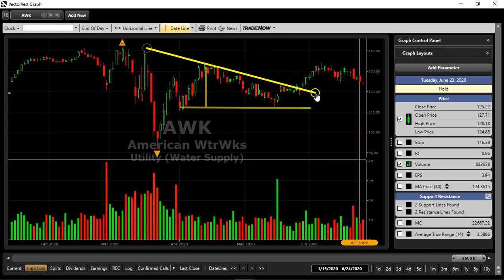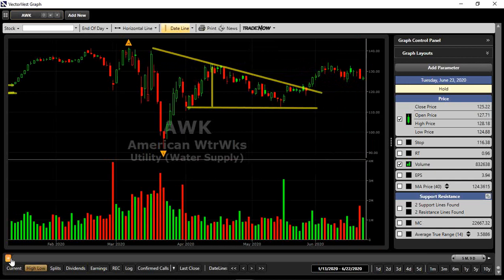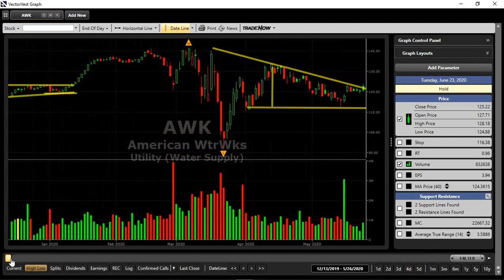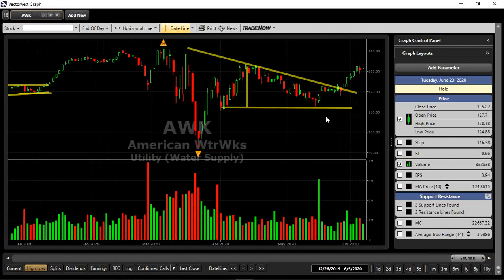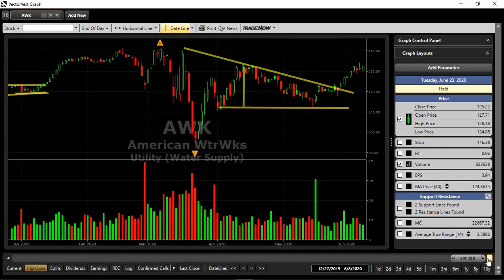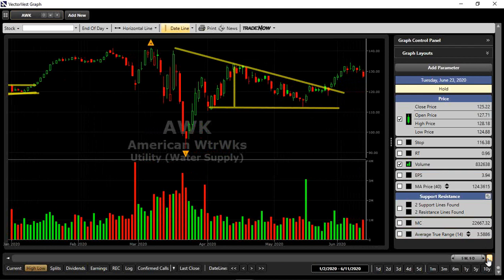But we got our breakout. So I said that 143 is our profit target. You see price reach the same level that it reached back here in April and then retrace from it. That's bearish. So we're taking money management tactics from another indicator like support and resistance and using them to help us manage a breakout trade out of a descending triangle.